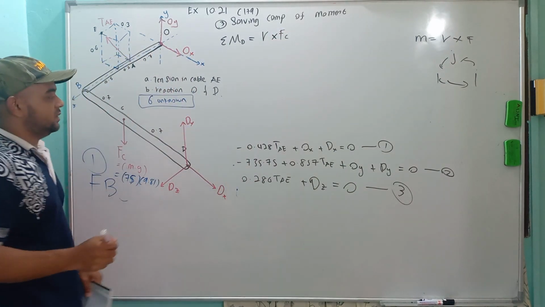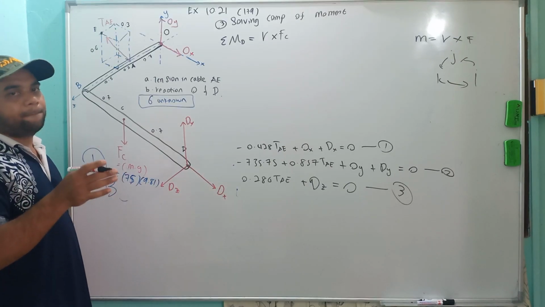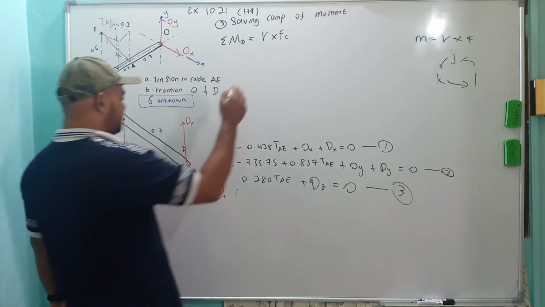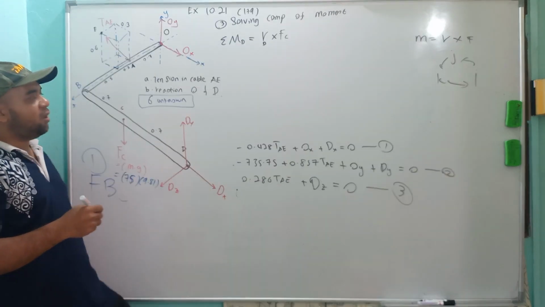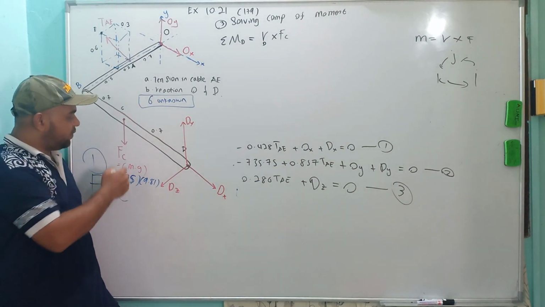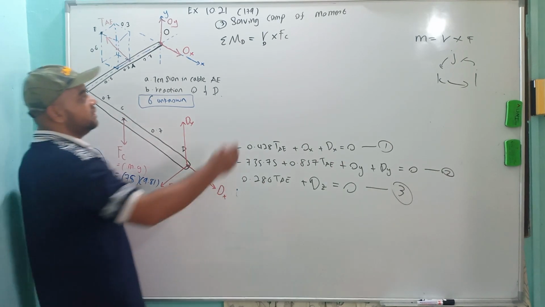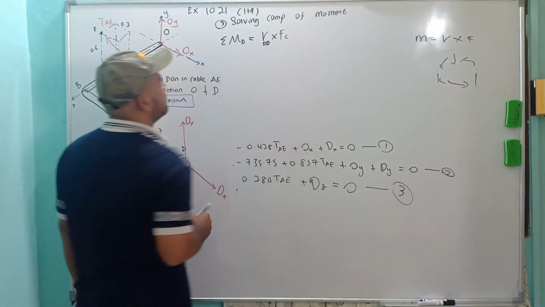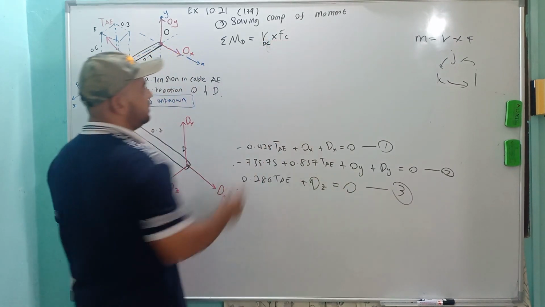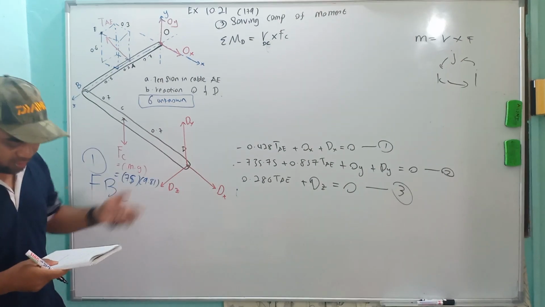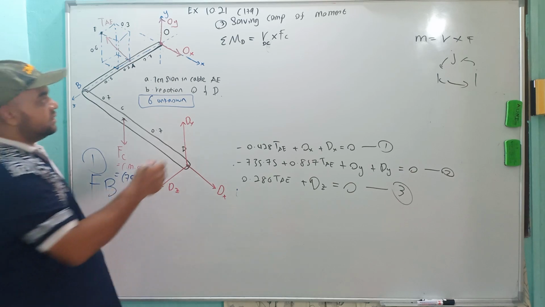R cross FC. Okay, so R must be from the point where you take the moment, in this case is D, to any point on this line of action of force. The easiest one, I will put the point C. So RDC. RDC. I think it is easy for you now because you have already done this several times before. Okay, this is the first one.